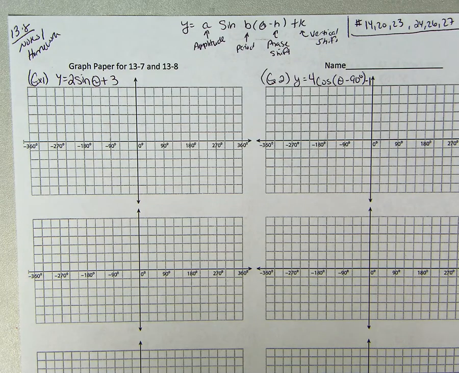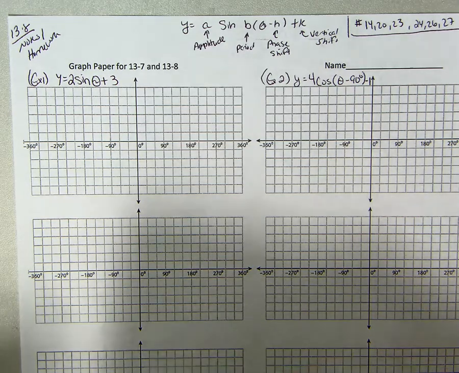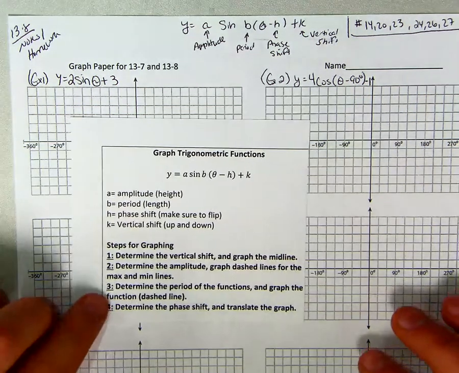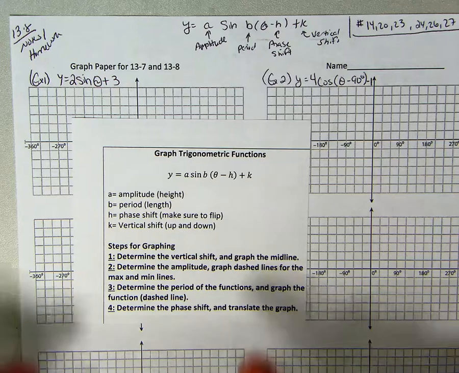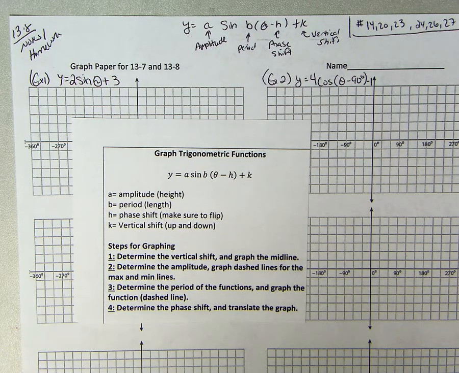Alright, so this is 13.8, the notes, and then you can put the homework on this same page. One thing you make sure that you have is this little handout that's on the front table by the chairs. All it has is just y equals a times sine b, and then parentheses theta minus h, parentheses plus k. And it explains what a, b, h, and k mean, and then it gives you the steps for graphing.